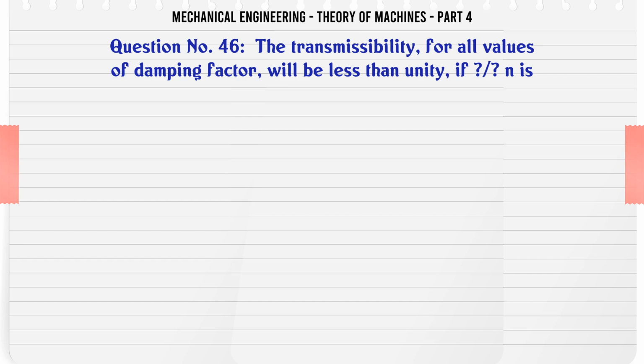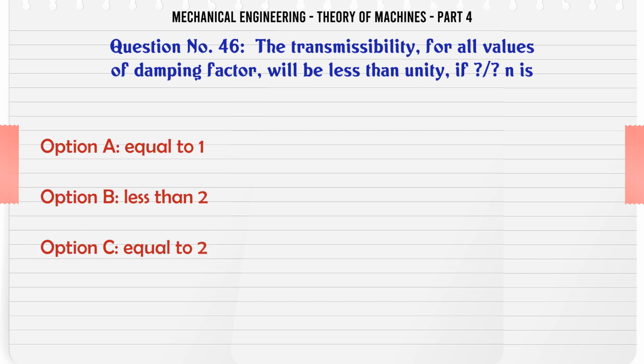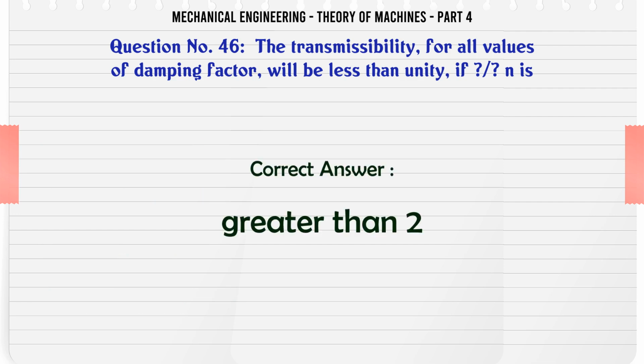The transmissibility for all values of damping factor will be less than unity if ω/ωn is A equal to 1, B less than 2, C equal to 2, D greater than 2. The correct answer is greater than 2.